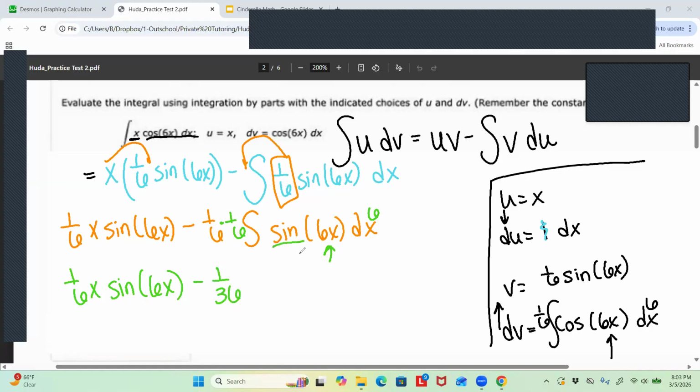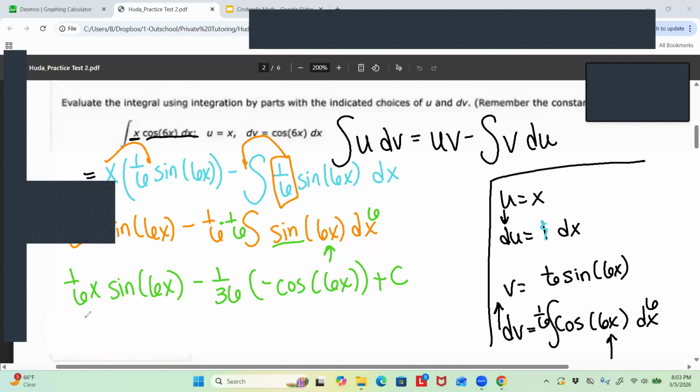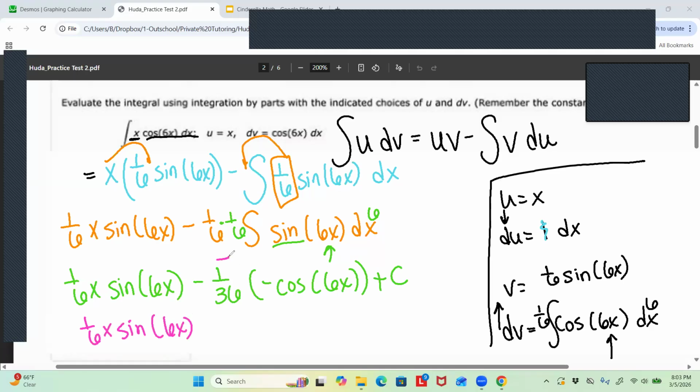And the integration of sine, so whose derivative is sine? That would be negative cos. Keep the argument plus c. And now just clean that up one more step here because this is negative times negative. That would turn positive 1/36 cos of 6x plus c.